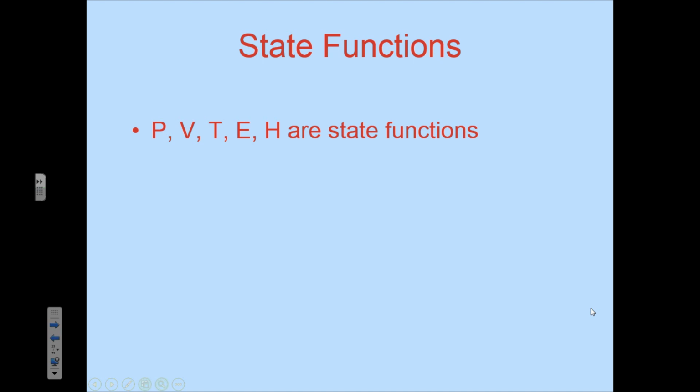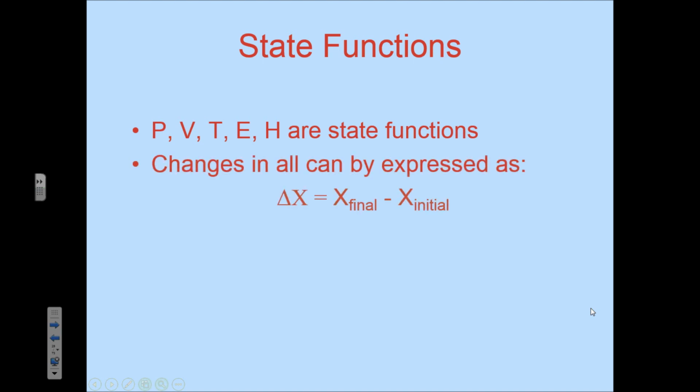Those were our paths. So other things that are state functions: pressure, volume, temperature, internal energy, which we just looked at, and enthalpy, H, which will be coming back in this chapter. So it's heat changes at constant pressure. All those would be examples of state functions. And changes in them can always be expressed by final minus initial. And that ends our first notes over chapter 5.